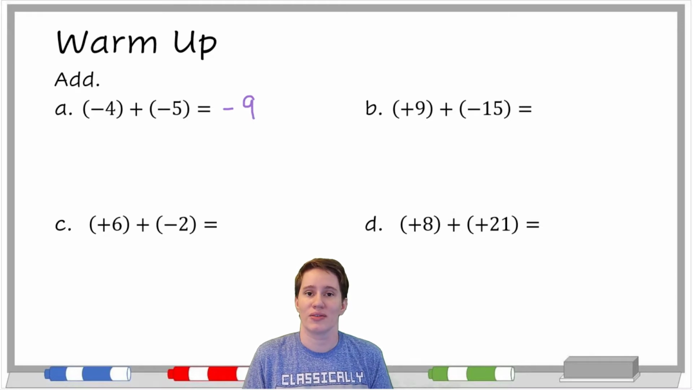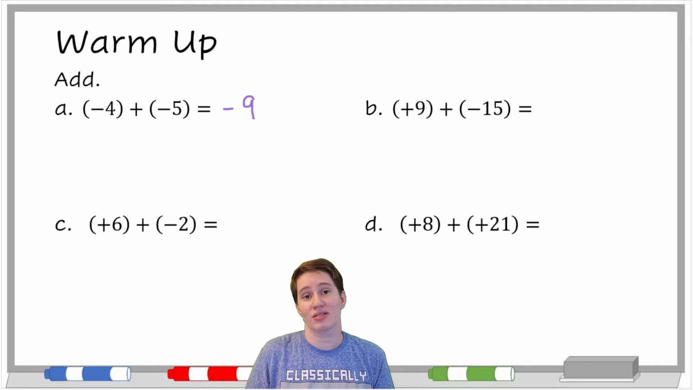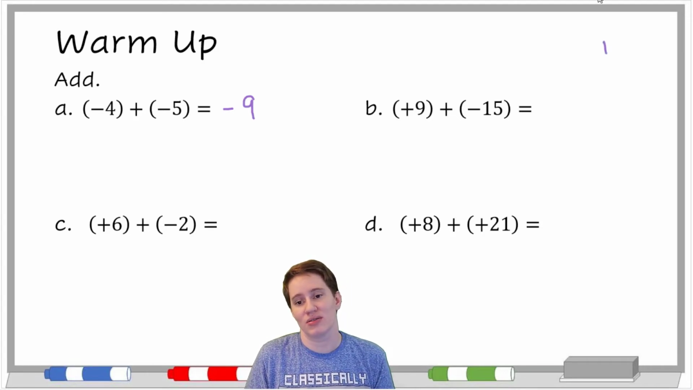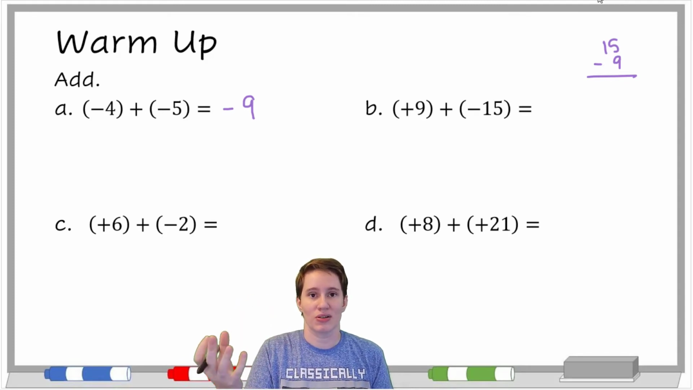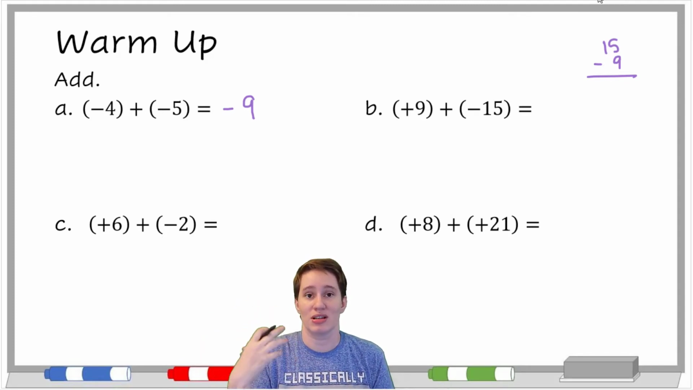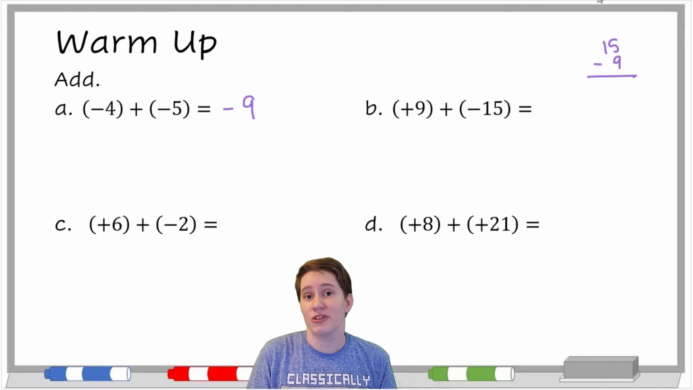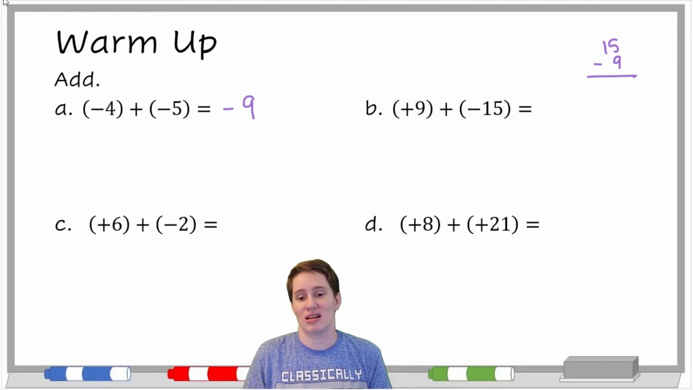Okay, let's look over here on the top right at B. A positive 9 plus a -15. Now here our signs are different, so we subtract our numbers. We say, well, what is 15 minus 9? We need to take the bigger number and subtract the smaller number. 15 minus 9 is 6. But because the 15 is the bigger number there and is negative, our answer is a -6.